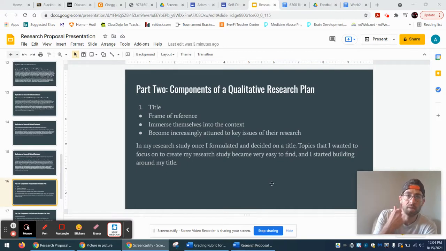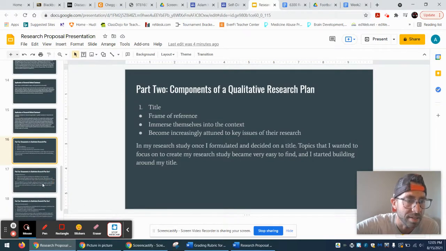So the first one I want to talk about is title. So title, it provides several things. Right? It provides a frame of reference. It allows you to immerse yourself into the context, and then topics become easier to find, so you become increasingly attuned to key issues of the research. For example, in my research study, once I formulated and decided on a title, topics that I wanted to focus on to create my research study or base them around that research study became very easy to find, and I started building around my title.